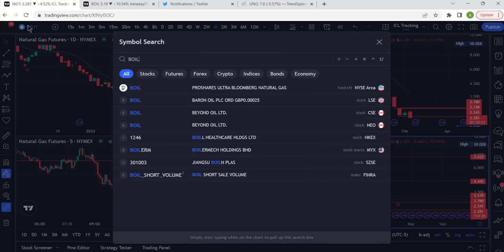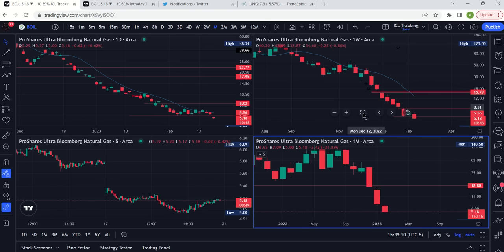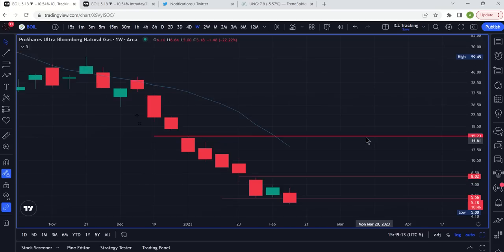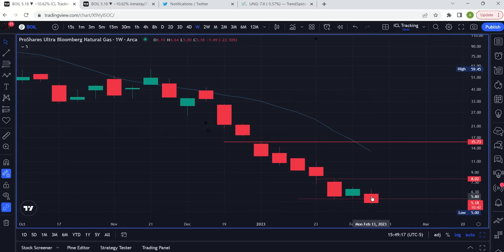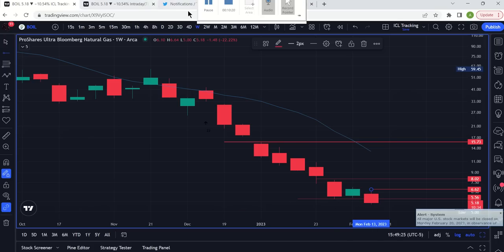Let's look at BOIL and UNG. So same patterns. Let's look at the weekly. At this point, this weekly candle is making a new low. The high for this weekly candle is 6.64. So we need to get back above that high for a weekly swing low and a chance at an ICL.